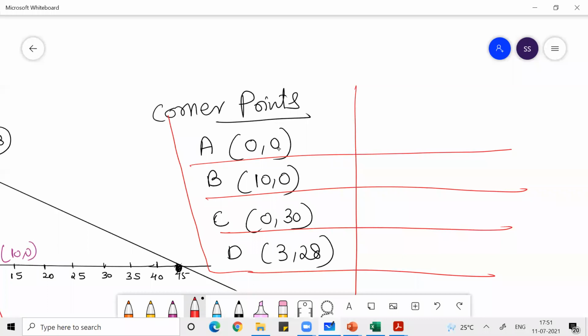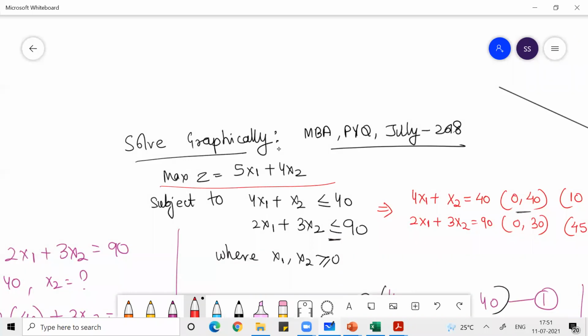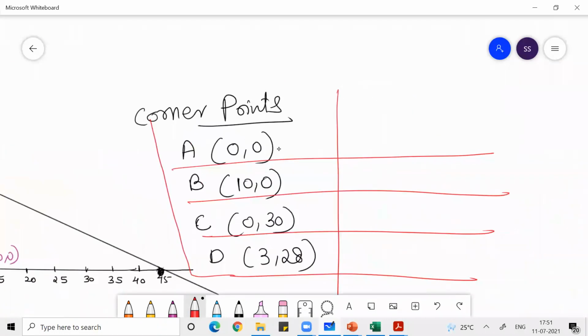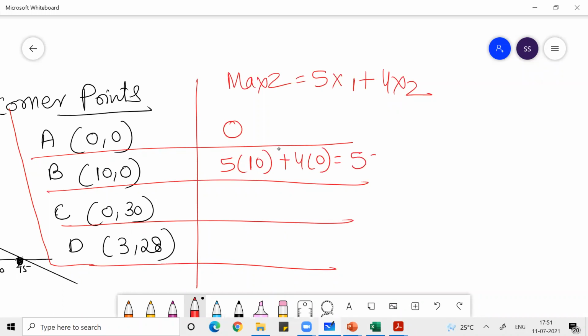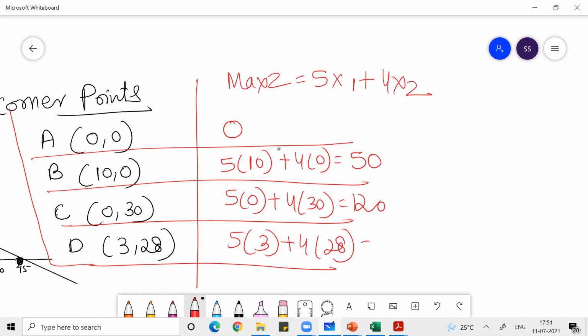Now what was your objective function? Maximize 5x1 plus 4x2. This is the objective function. At A this would be 0 only. At B this is 5 into 10 plus 4 into 0, so this will be 50. At C this will be 5 into 0 plus 4 into 30, equal to 120. At D this will be 5 into 3 plus 4 into 28.